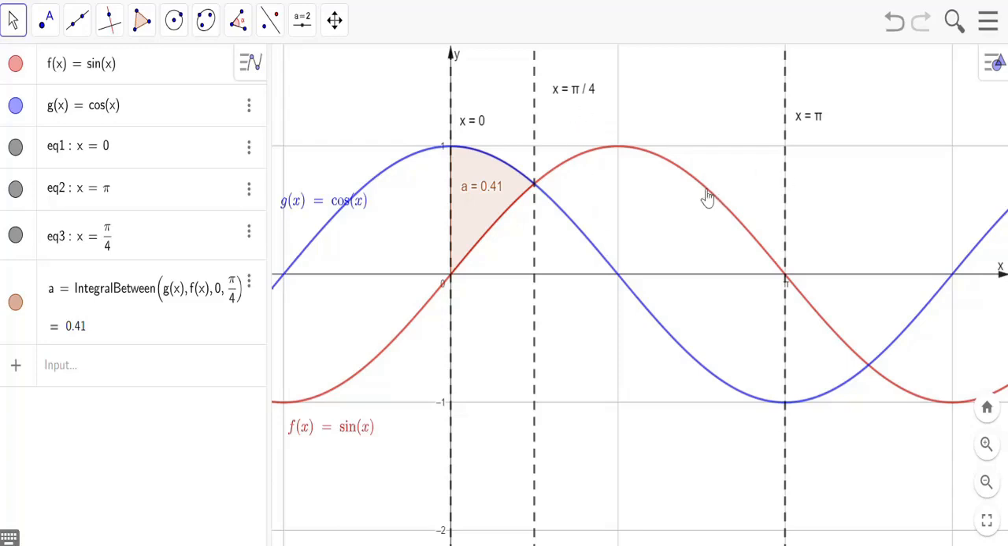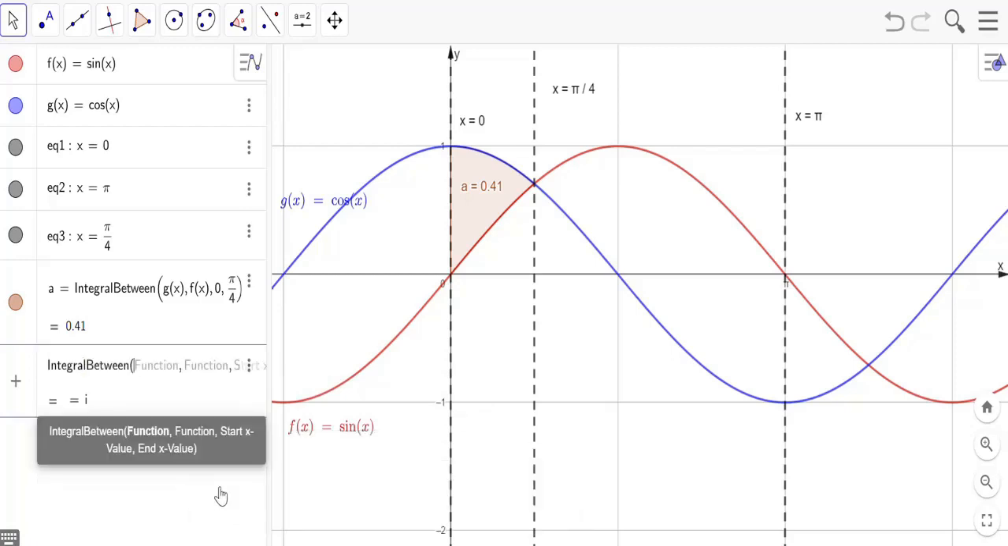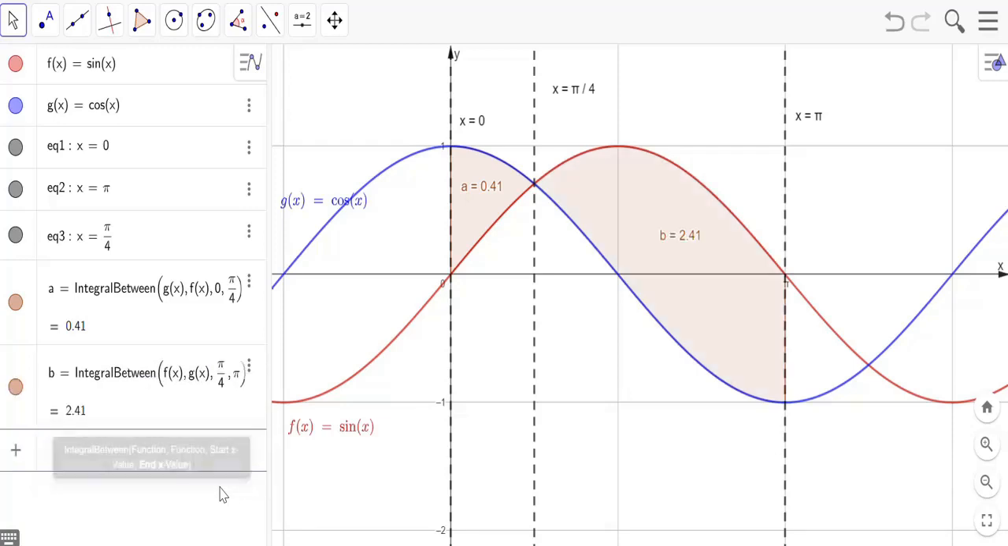Over the second region, which is from pi by 4 to pi, the upper curve is f(x), which is equal to sin x, and the lower curve is g(x) equal to cos x. Integral between, and the first function will be the upper curve, so for this I'll write f(x). The lower function is g(x), so I'll write g(x), and the start value here will be pi by 4 and the end value will be pi. Enter. So I have the area of the second region, which is equal to 2.41 square units.